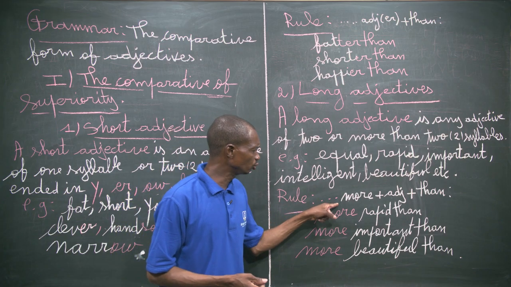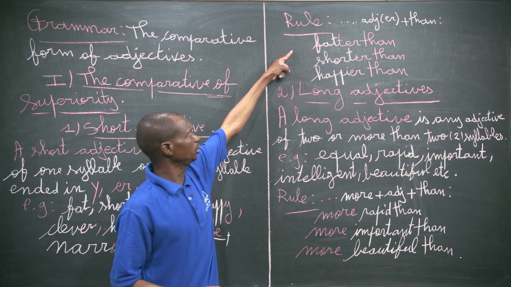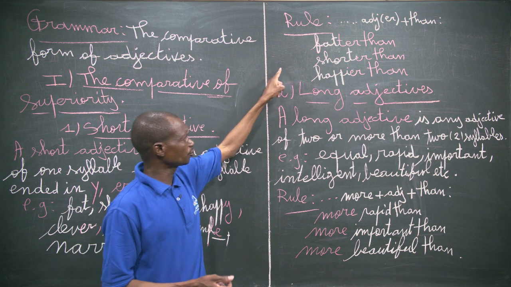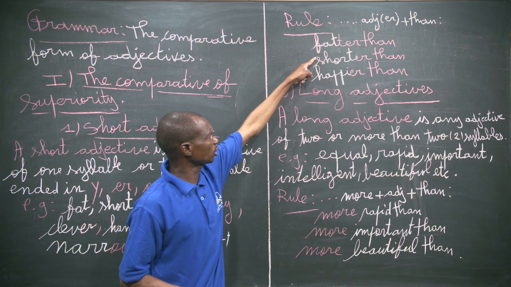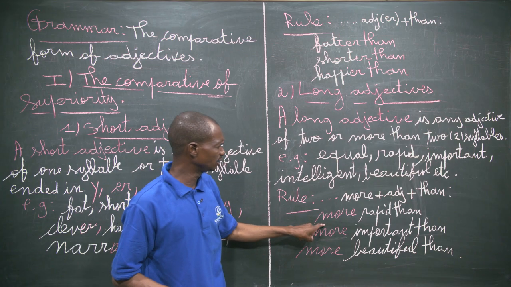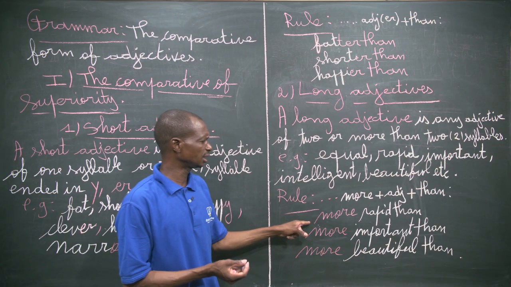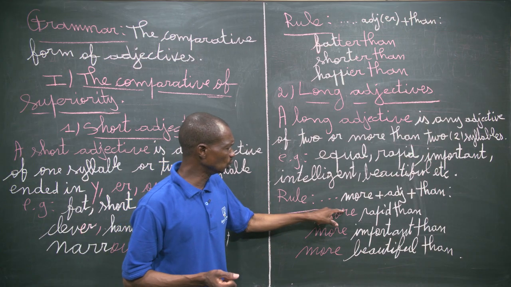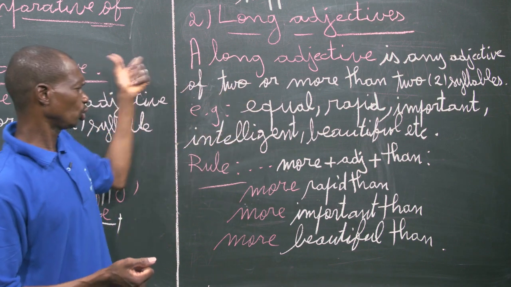Then we have to know that this rule is different from the rule with the short adjective. So to get the comparative of superiority with a short adjective, we take the short adjective plus er, and if it is a long adjective, it is more plus the adjective. This is the main difference that we must know. That's why it is important to know the difference between a long adjective and a short adjective.